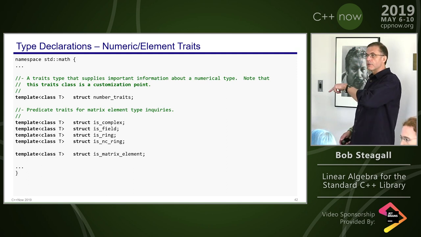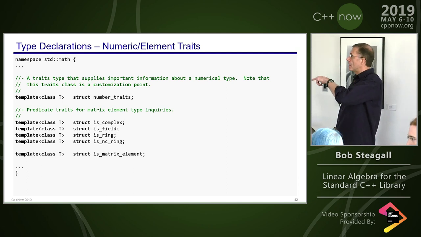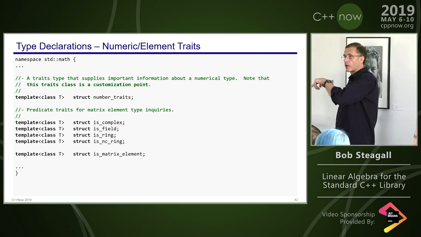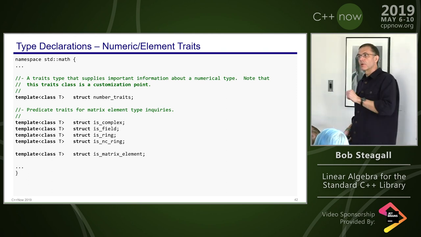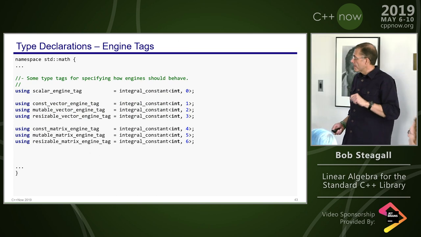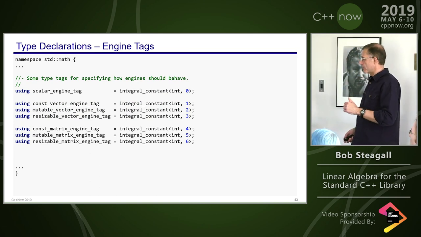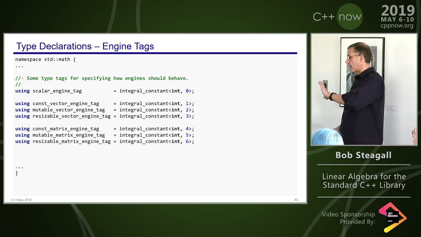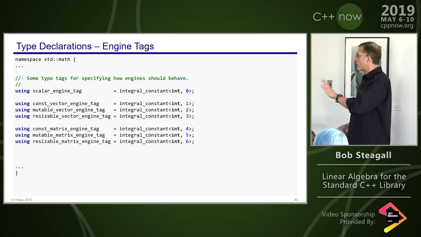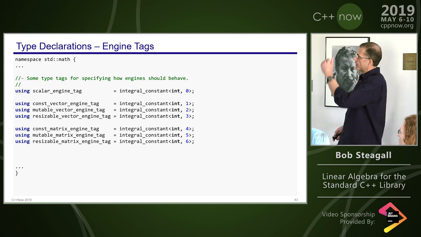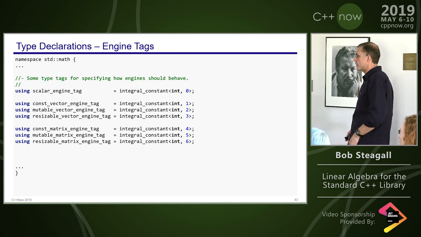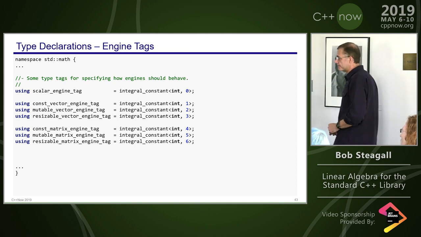To answer your question, let me get a few slides further and you'll see how, at least in this proposal, we propose that the predicate traits are implemented. I think they'll answer your question. These are some tag types that define certain properties. They are useful for implementing engines. I'm not going to talk about what they are or what they mean. They're not important to the rest of the conversation, but they are part of the public interface, so I included them. They may go away.